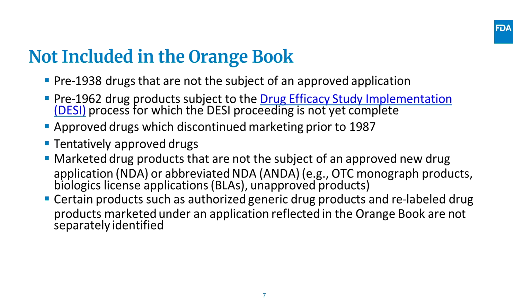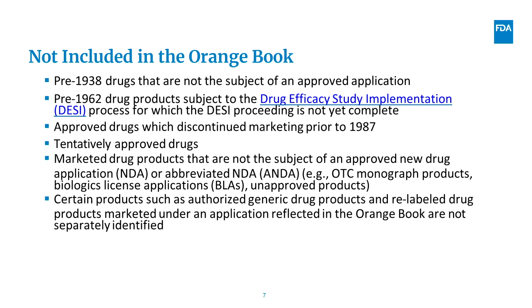Also important to note, products that are not included in the Orange Book, which I'll highlight on this slide here. So pre-1938 drugs that are not the subject of an approved application are not in the Orange Book. Pre-1962 drugs that have not completed the DESI process are not in the Orange Book. Approved products which discontinued marketing prior to 1987 are not in the Orange Book because the discontinued section was not added until 1987. Tentatively approved drugs are not in the Orange Book. For example, if a product was approved but gets converted back to tentative approval, that will be removed from the Orange Book.